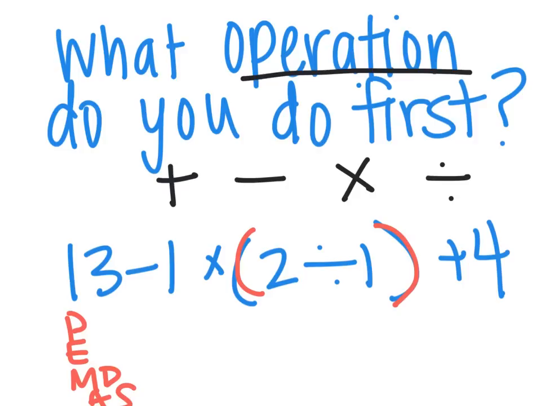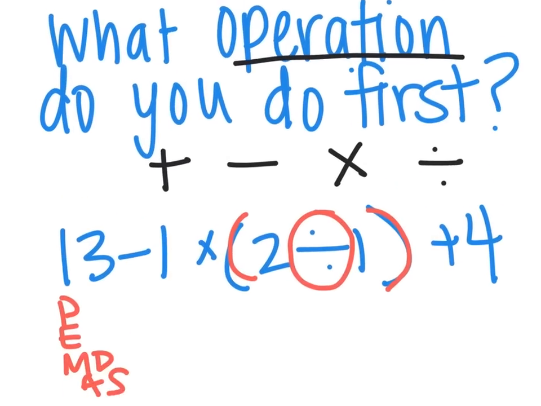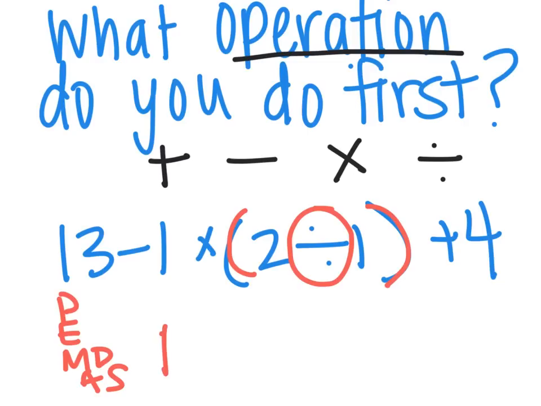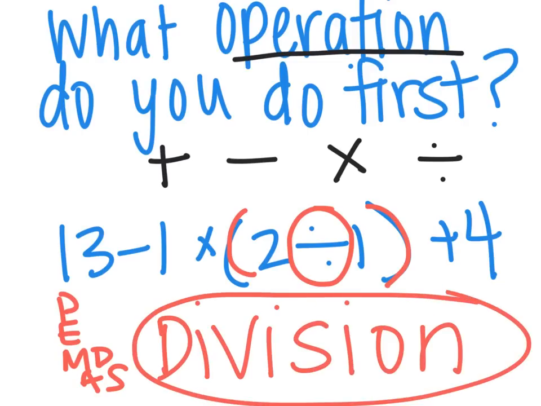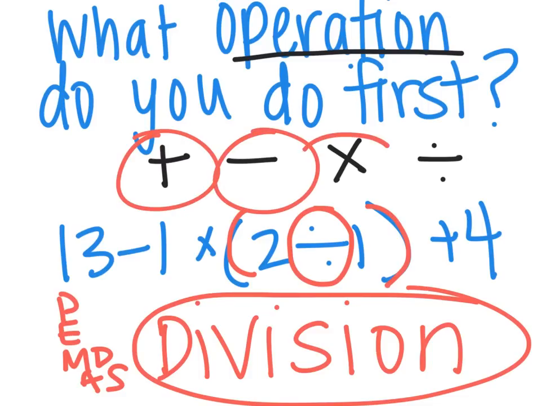So once I look there, I'm going to see, well, what operation is inside the parentheses? And that's division. So the first thing I would do is division, because that's what's inside the parentheses. So make sure you don't put parentheses. Make sure you're writing addition, subtraction, multiplication, or division if it asks what operation you're going to do first.